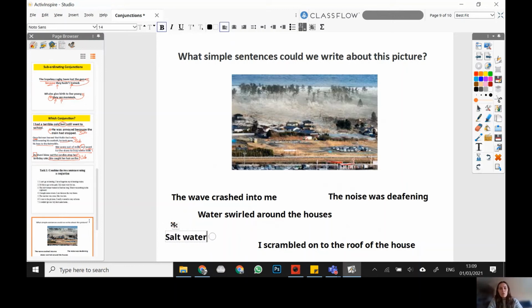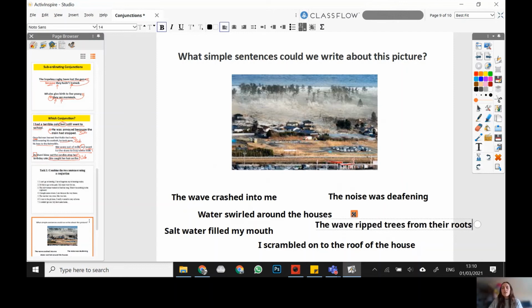Salt filled my mouth. Okay. And maybe just we'll come up with one more. What else can I see in the picture? And see the water's flooding in, it's covering the houses. I've talked about what I can taste, hear, see. Maybe I've talked about what I could feel. What else could I do? Maybe something else I could see. The wave ripped trees from their roots.